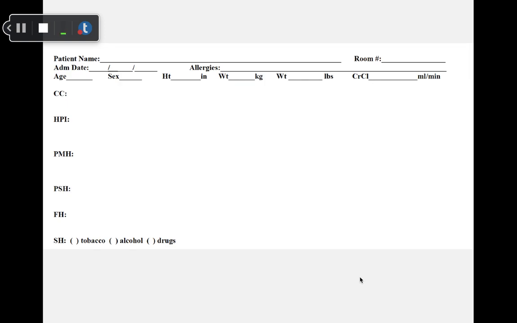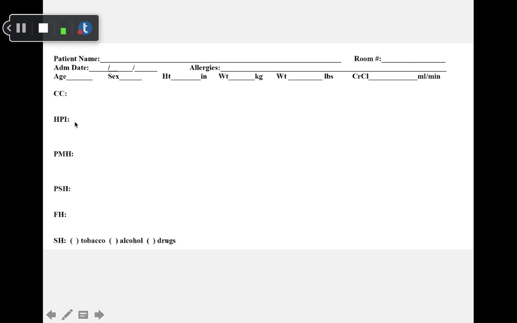So I'll show you the one that you'll be using in lab. I've just broken it down here. You can see the patient's name, the room number, the admit date, any allergies. As I said before, it's important to qualify those allergies, whether it's a true type 1 anaphylaxis reaction or maybe just an intolerance. The patient's age, sex, and height. Again, pay attention to units here, inches or centimeters, sometimes it's reported as. The weight, and then every day you should be calculating the creatinine clearance.